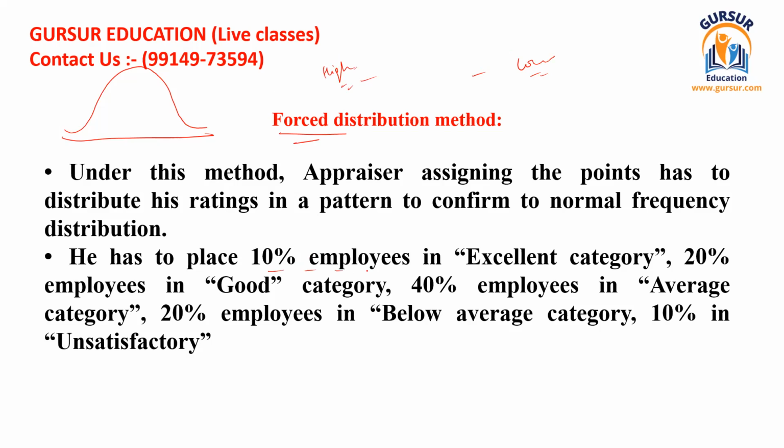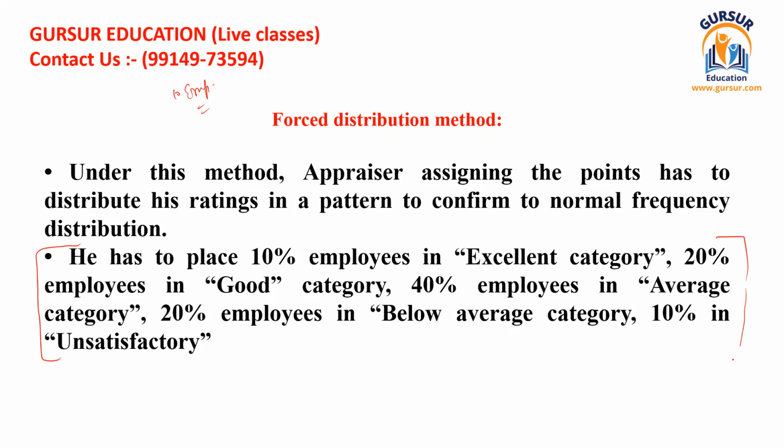Like 10% of employees should fall in the excellent category, 20% in good, 40% in average, 20% in below average, and 10% unsatisfactory. If there are 10 employees in total, then you have to evaluate them in a way that they fall in these 5 categories. So this is the method known as forced distribution method.